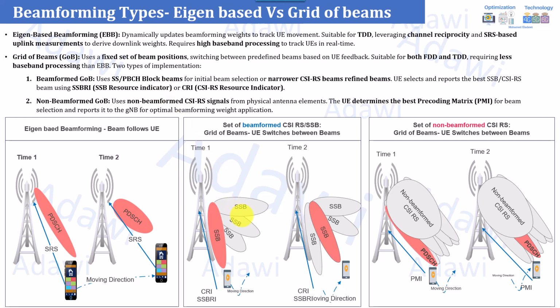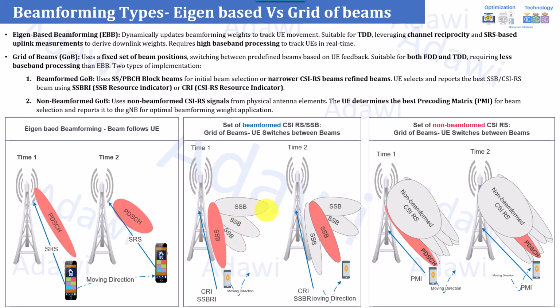This Grid-of-Beams has two different types. It can be beamformed or non-beamformed. For example, here I'm giving a very simple example of the first one for the Grid-of-Beams, a set of beamformed CSI-RS or SSB. Here I'm giving the example of the synchronization signal block, which is SSB. As you know, the SSB can be transmitted in fixed directions or a static location, or with a static weight covering a specific cell, as you can see here.